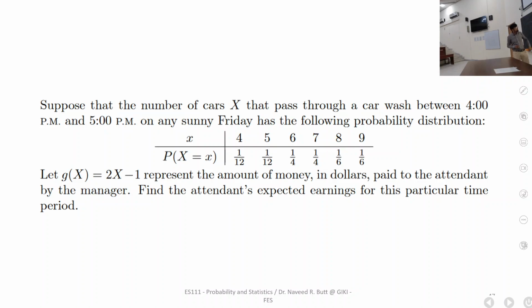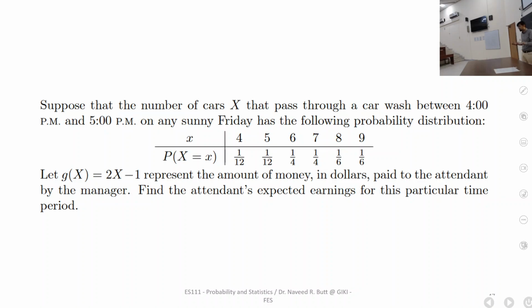Okay. So now let's look at another problem. This is saying you are given the cars passing between so and so. Amount of money in dollars paid to the attendant by the manager. कार वॉश है, उसमें कार्स आती हैं, ठीक है. 4 and 5 p.m. on a sunny day, Friday has the following property. What is it saying? That the number of cars x. Is it a discrete case or a continuous case? Discrete है ना. कितनी कार्स आ सकती हैं based on their statistic जो उन्होंने collect किया है. Between 4 and 5 यानी 1 घंटे में sunny Friday को 4 गाड़ियाँ आ सकती हैं कार वॉश में, 5, 6, 7, 8, 9.